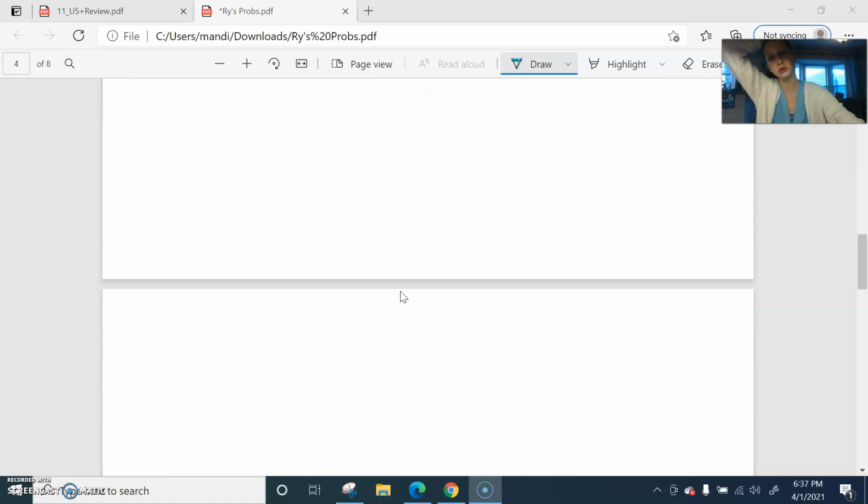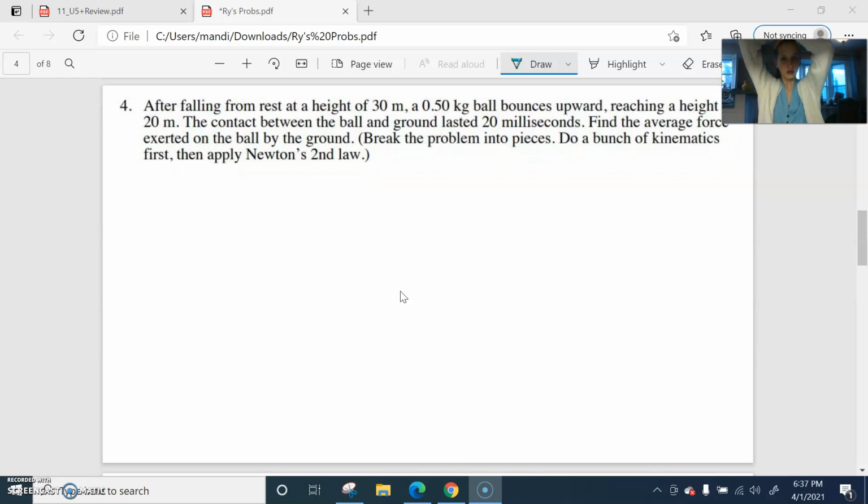Let's do number 4. Okay, after falling from rest at a height of something, a ball with a mass bounces up, reaching a height. It says kinematics and Newton's second law, but it sounds like a momentum impulse problem. Okay, let's draw a picture. When in doubt, draw a picture.